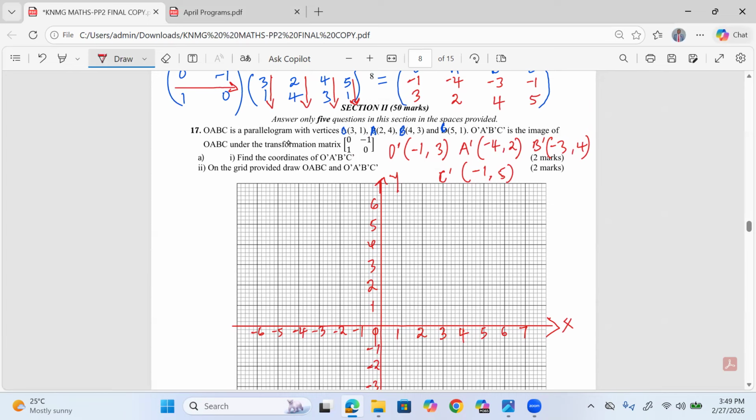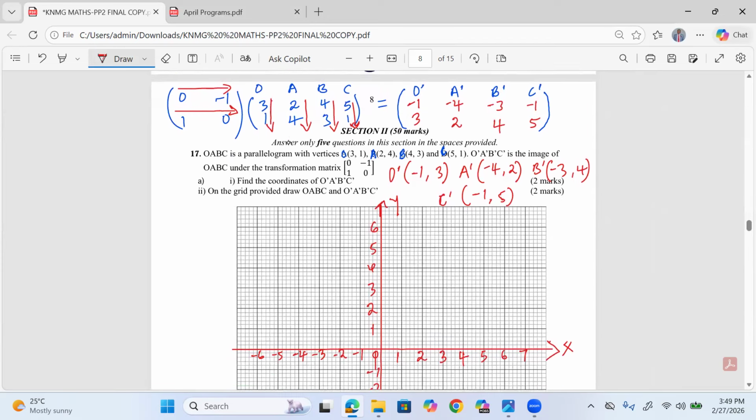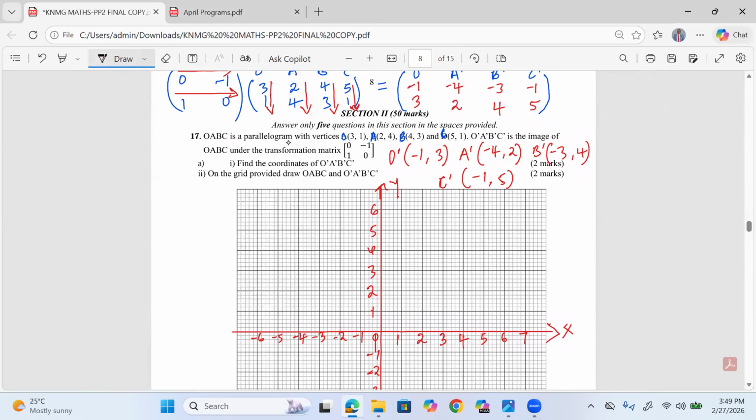So coordinate O, we have it as 3, 1. Allow me to use the black for the coordinates. 3, 1 is here. That's our O. Then A is 2, 4. So 2, 4 shall be here. That's our A. Then B is 4, 3. That's our B. And C is 5, 1. This is where 5, 1 is. That's our C. So we are now supposed to connect all of them. Allow me to use a blue.